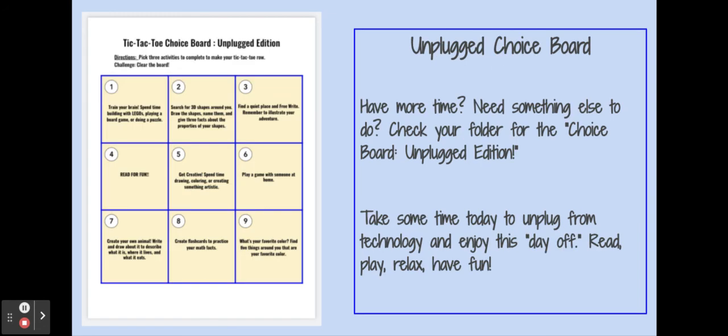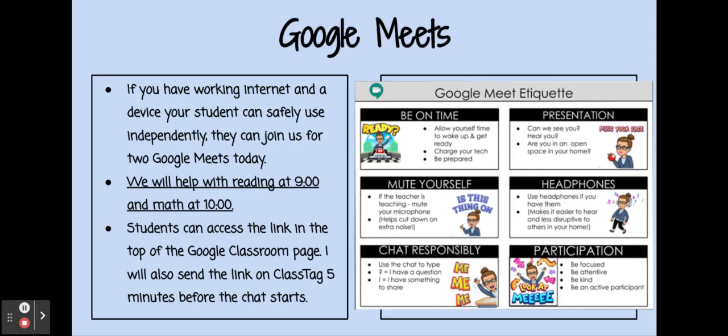When your student is done with work for today, if they need extra time or if you need some extra time, unplugged activities are in the choice board that is attached to day 3 and in your folders. There's also a copy on the Google Classroom where they can access other technology activities if they have access.